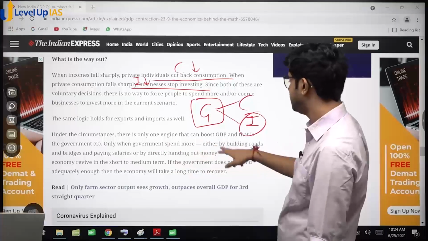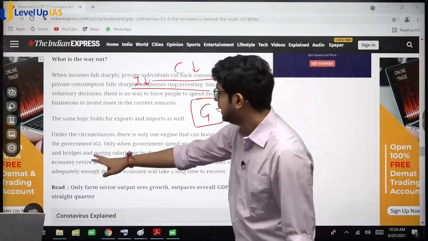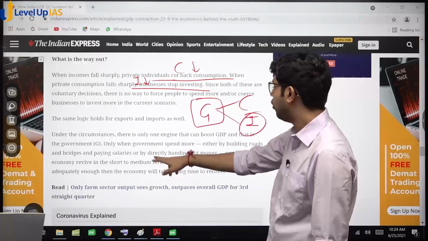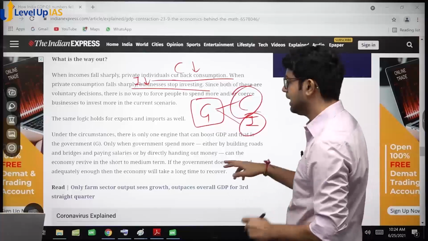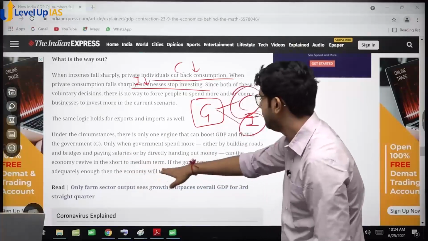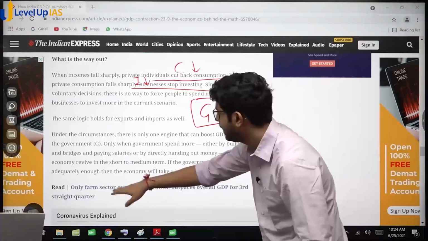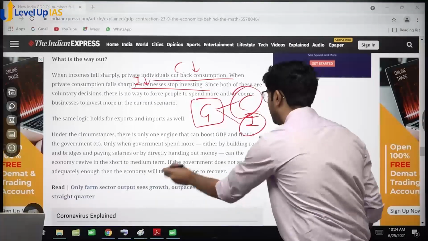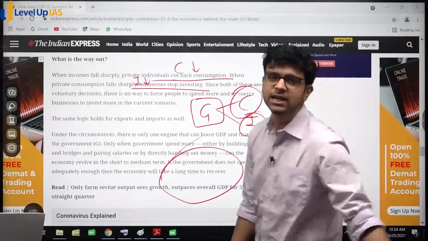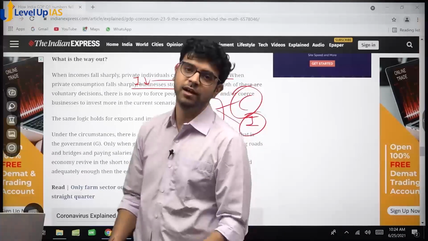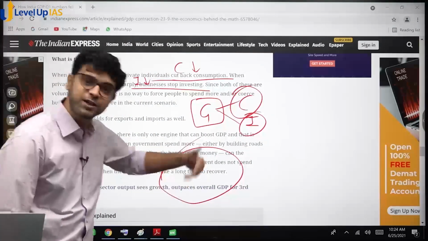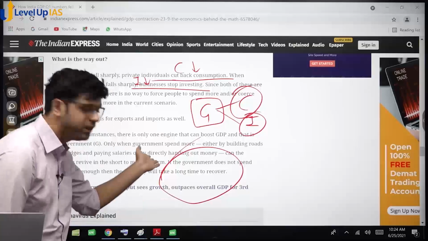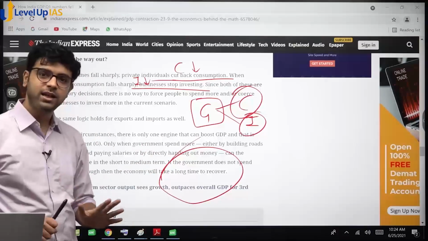Only when government spends more, either by building roads and bridges and paying salaries, or by directly handing out money, can the economy revive in the short to medium term. If the government does not spend adequately enough, then the economy will take a long time to recover. Exactly the words used by Keynesian economics, or Keynes. This is exactly what Keynes said, कि government has to intervene. How to intervene? Do this. Do you understand the linkage?